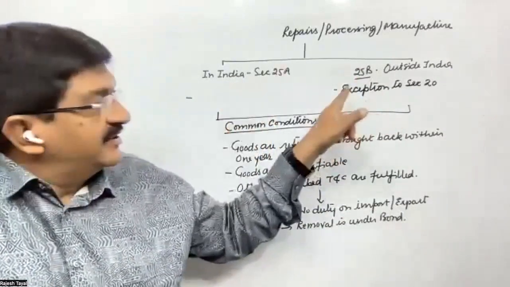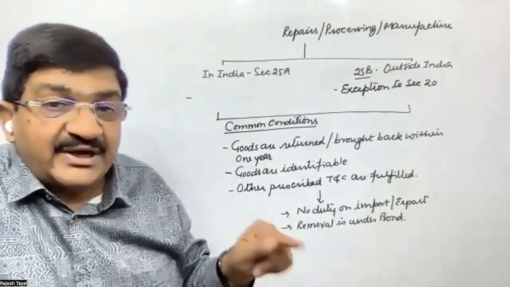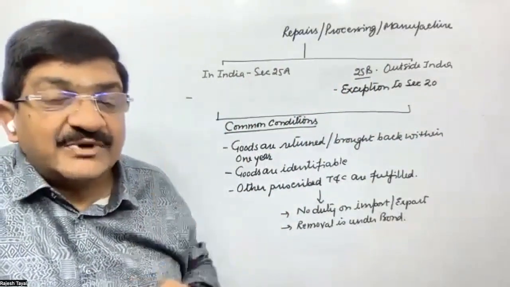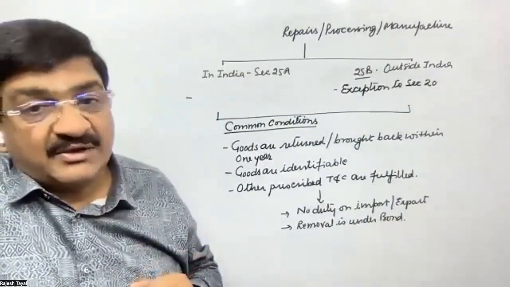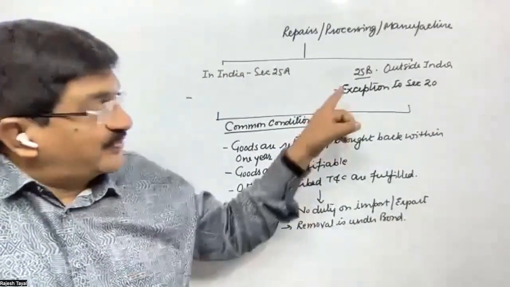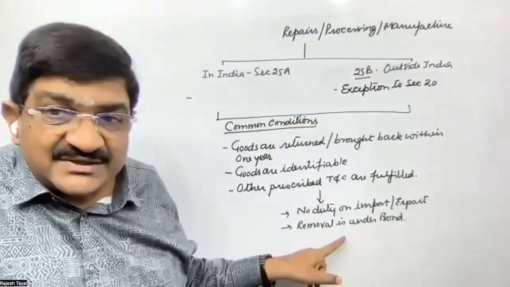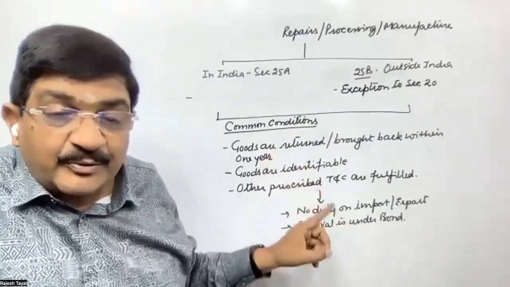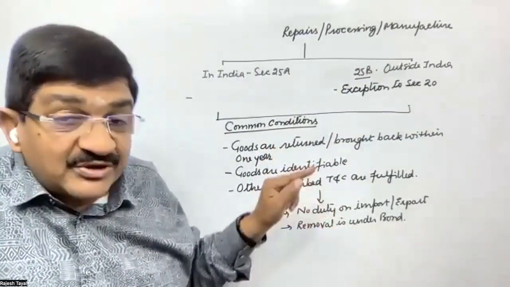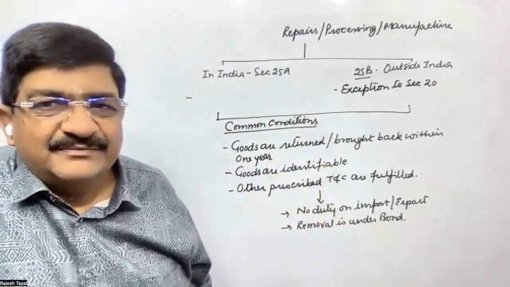Difference lies here. So this is an exception to section 20. Section 20 says if goods are sent outside India and then brought back, those are chargeable to duty at the same rates as other imported goods. So this becomes an exception. Goods are being exported under the bond. What does the bond say? That the goods are being sent outside India for repairs or for processing or manufacture, and no export proceeds will be realized, but the goods will be brought back within a period of 1 year.